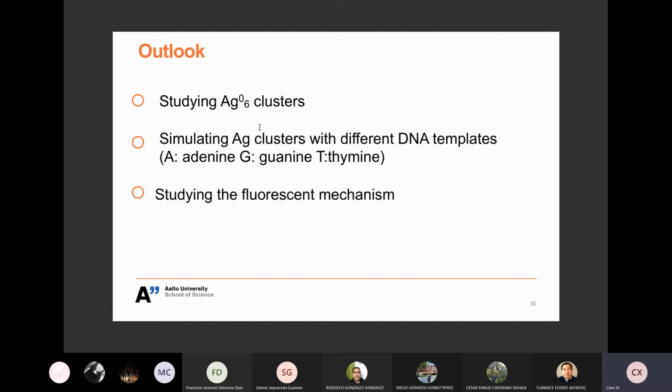And the last thing is, because the most interesting property of these clusters is that they have fluorescence, our optimal goal is, can we understand better why these clusters have fluorescence and how we can choose the optimal DNA template to make them have the strongest fluorescent signal.